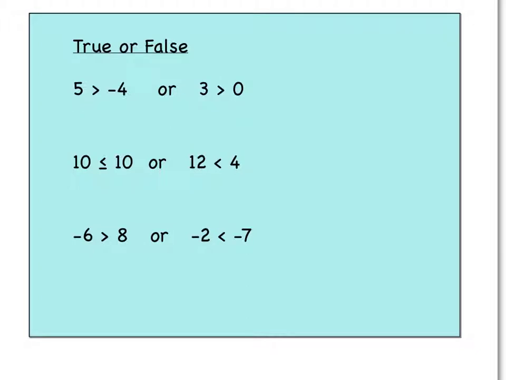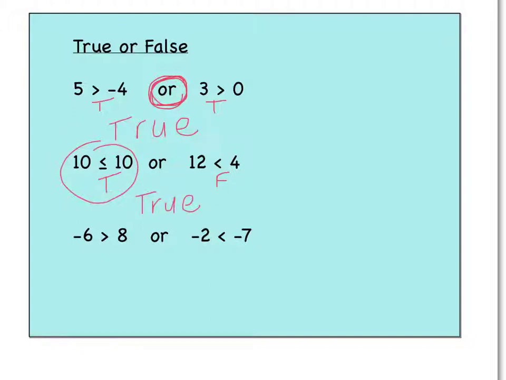Next one, 5 is greater than negative 4, true. 3 is greater than 0, true, which makes this whole statement true. Since these ones are or, only one of them needs to be true in order for this to be true. 10 is less than or equal to 10, true. 12 is less than 4, this one's false. But because this part was true, we're going to say true.